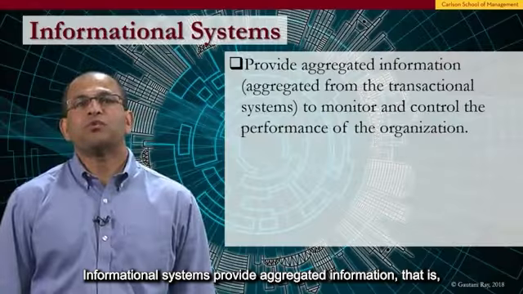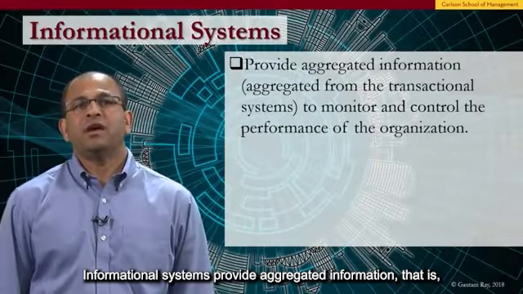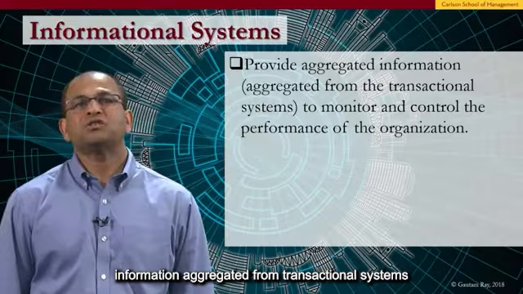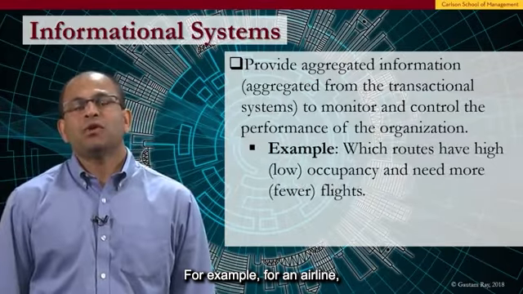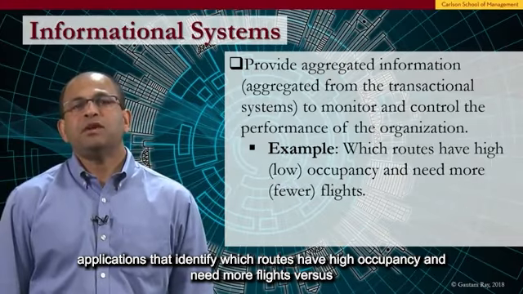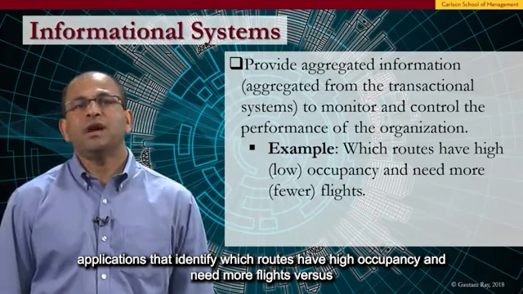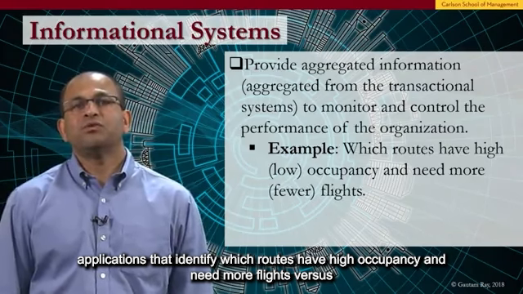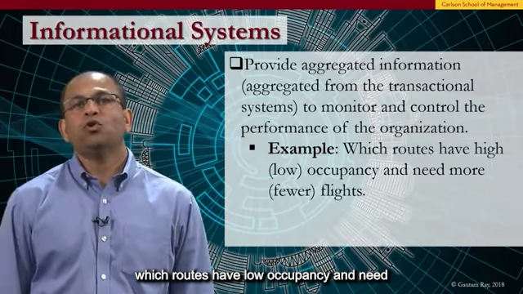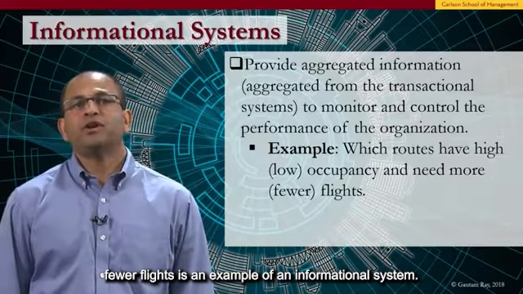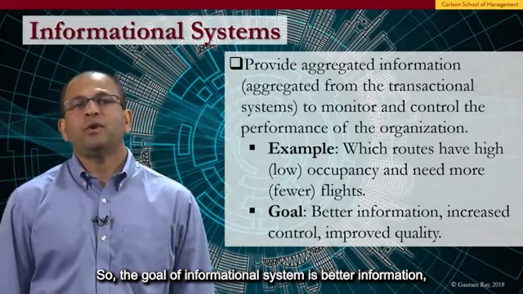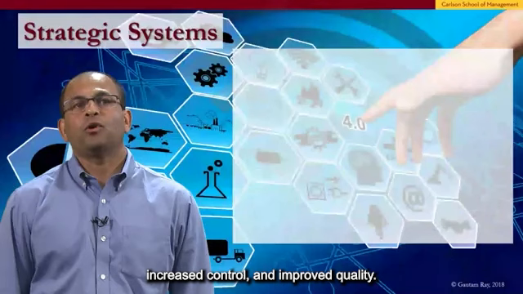Informational systems provide aggregated information, that is, information aggregated from transactional systems to monitor and control the performance of the organization. For example, for an airline, applications that identify which routes have high occupancy and need more flights versus which routes have low occupancy and need fewer flights is an example of an informational system. So the goal of informational system is better information, increased control, and improved quality.